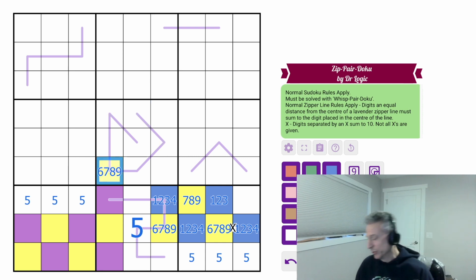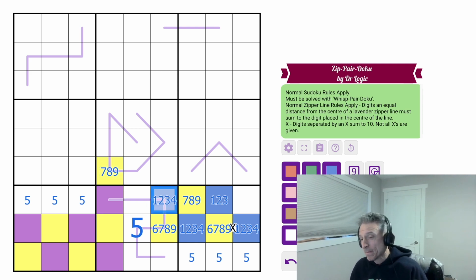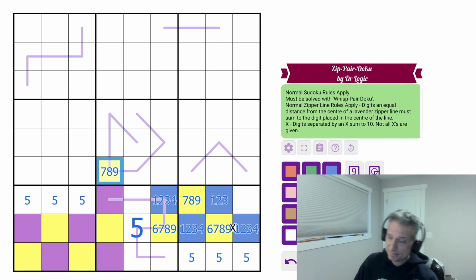Okay, I know a little bit more. It's 7, 8, 9 in cell 6 of box 8. Sorry, I'm talking to myself. Box 5, cell 7 is 7, 8, 9. So we actually do know the parity of all those that you gave me below.